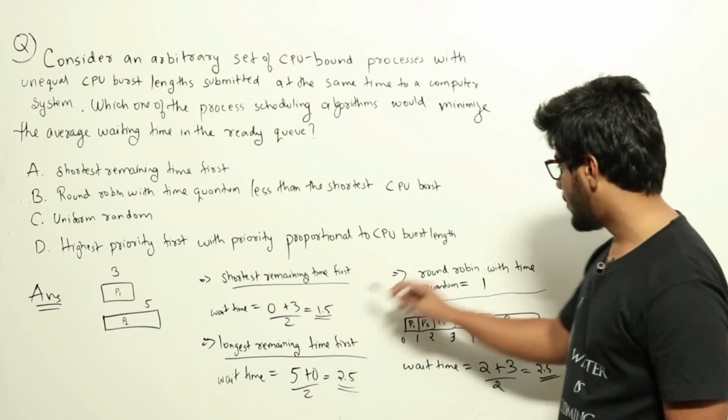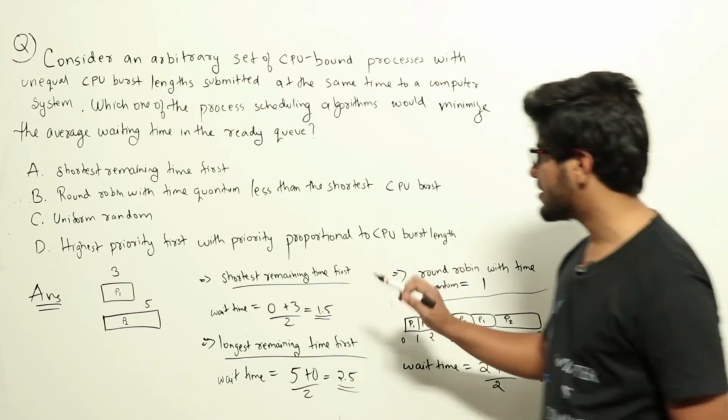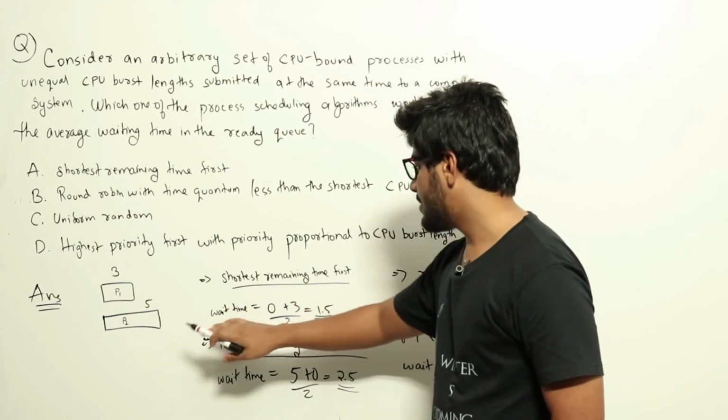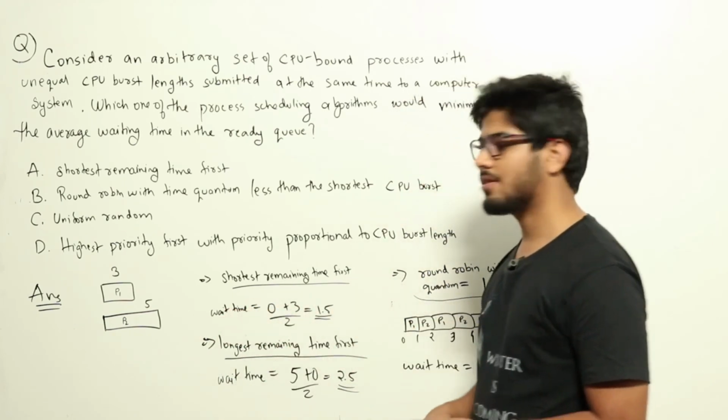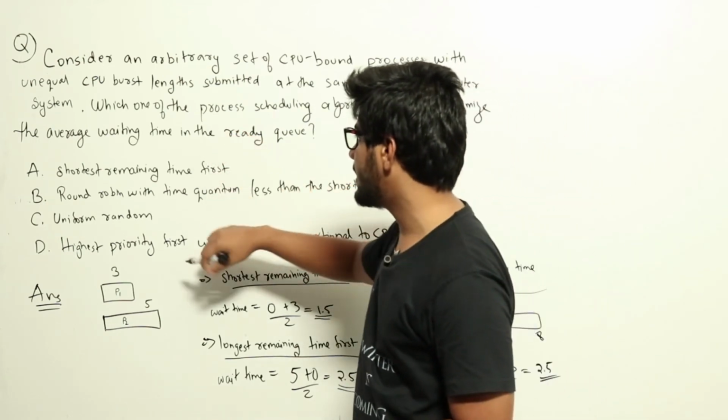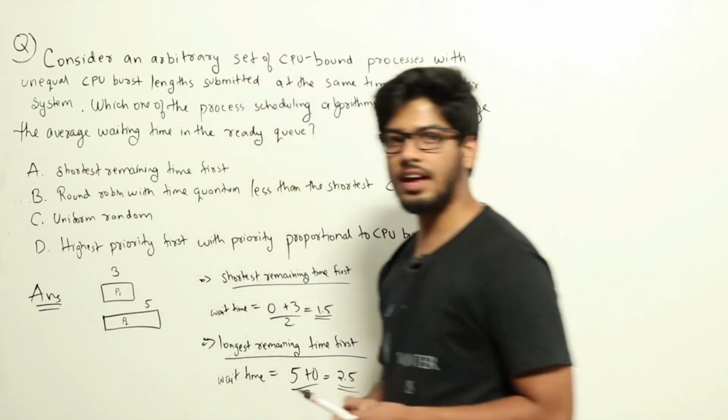So if you take a look at all these 3 algorithms, you will see that the one minimizing the average wait time is the shortest remaining time first algorithm. So among options A, B and D, A minimizes the average wait time.